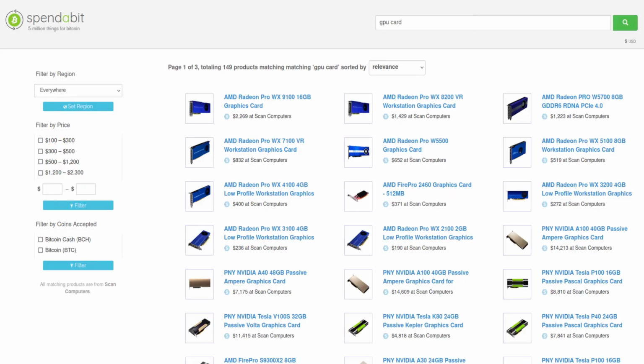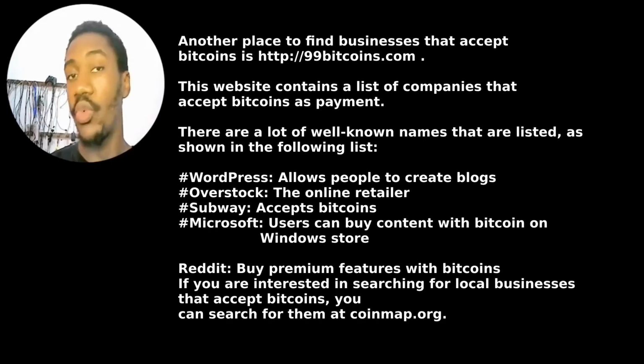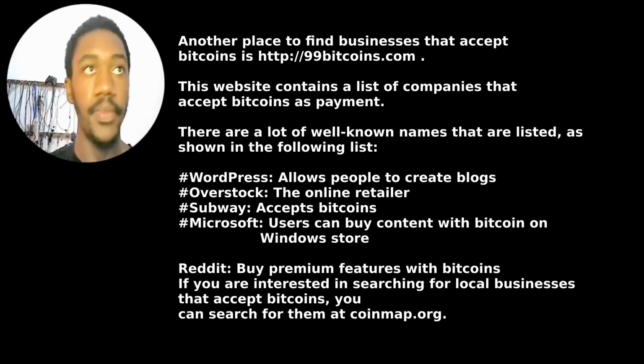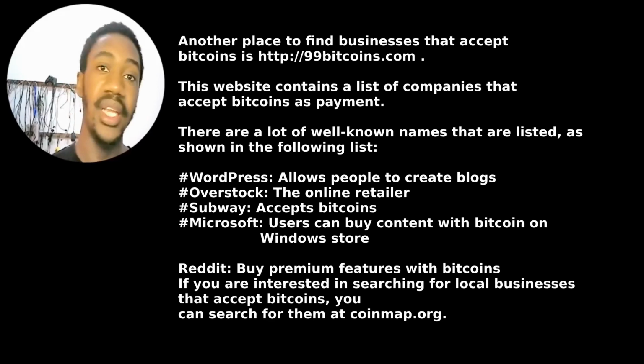For example, when we perform a sample search for a toaster in the search bar, it will show all the listings from the sellers who are selling this product and are ready to accept Bitcoin payments. Another place to find businesses who accept Bitcoin payments is 99bitcoins.com. This website contains a list of companies that accept Bitcoins as payment. There are a lot of well-known names listed there, as shown in the following list. You have WordPress, Overstock, Subway, Microsoft, Reddit, and much more.